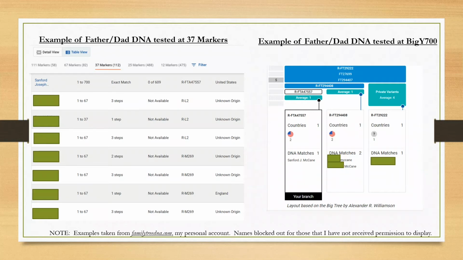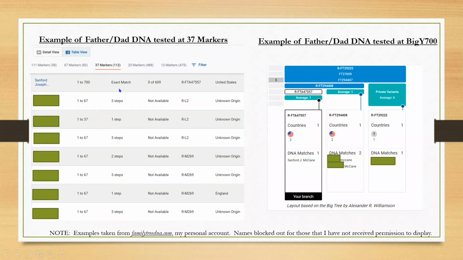I'm going to do a quick overview of what this means. This column here says what level of testing these individuals have actually done. A top level person has done the 700 or the Big Y, which is over here. The second person has only done 67 that was available at the time.